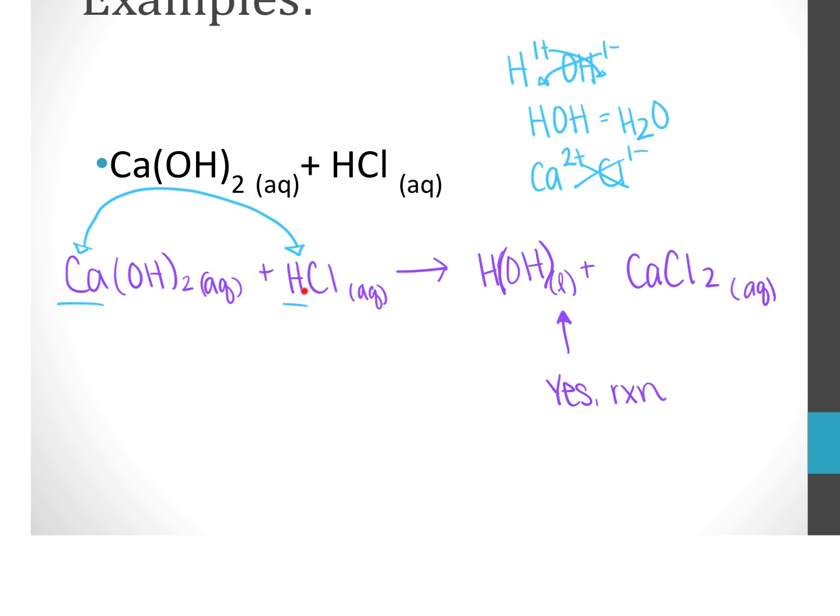You with me? Okay, how many OHs are on the left side? 2. So what coefficient do you need? I'm going to put a 2 here. But now, how many hydrogens do I have? 2. So what do you have to put over here? 2. That also gave me 2 chlorines. How many chlorines are on this side? 2. How many calciums here? 1. And how many over here? 1. Good. Are we balanced? Yep.